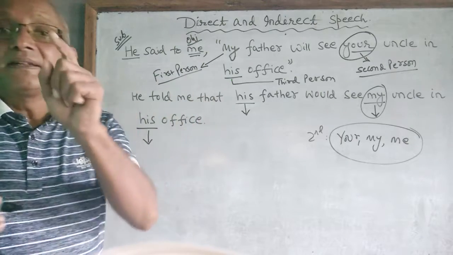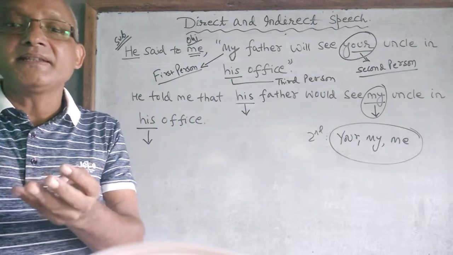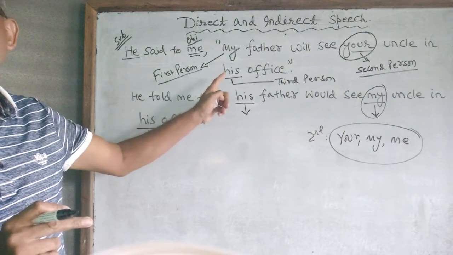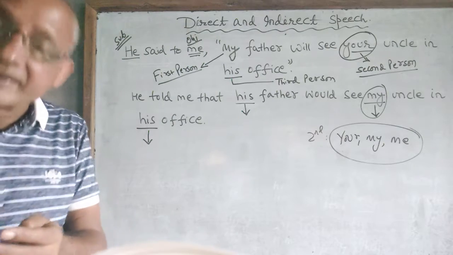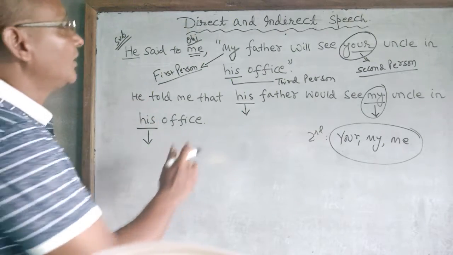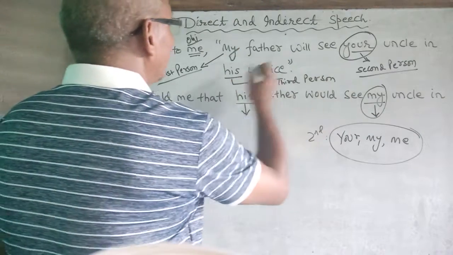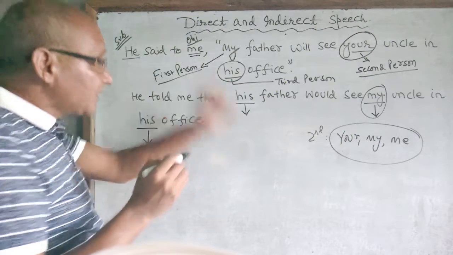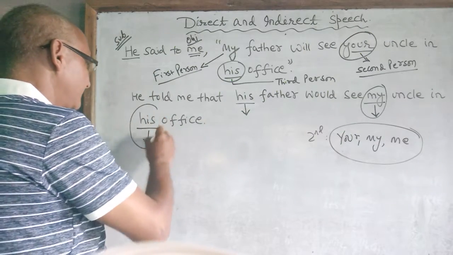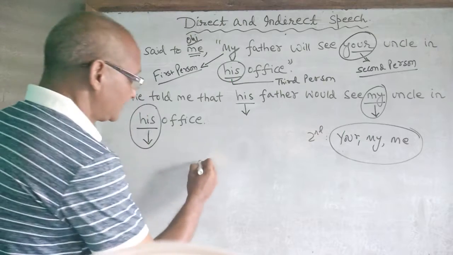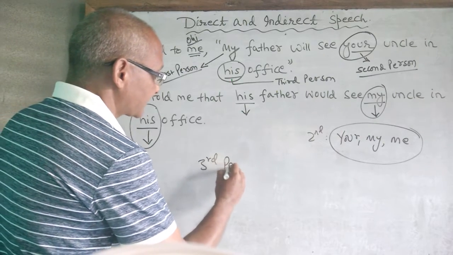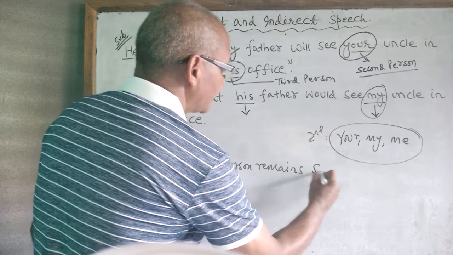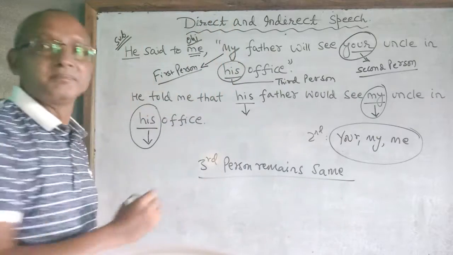Now next, his is the third person. It remains his. It does not change. So my father will see your uncle in his office. This is the third person, and it does not change here. So the rule says now third person remains same.